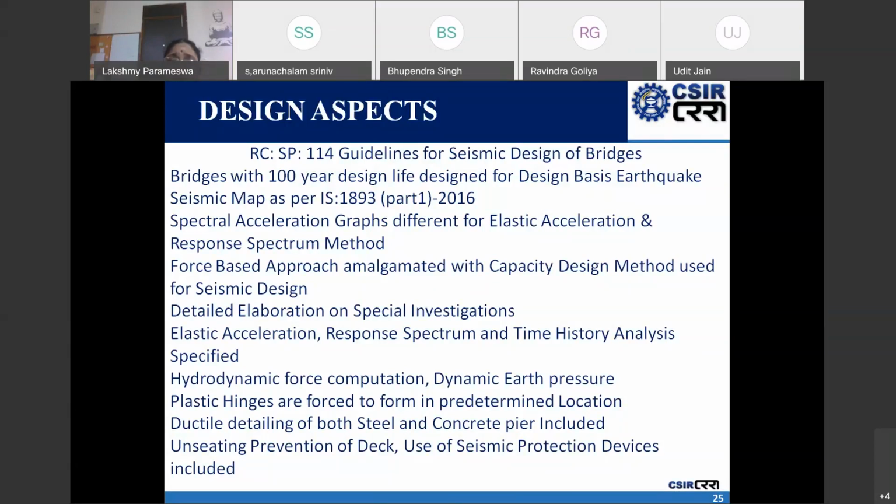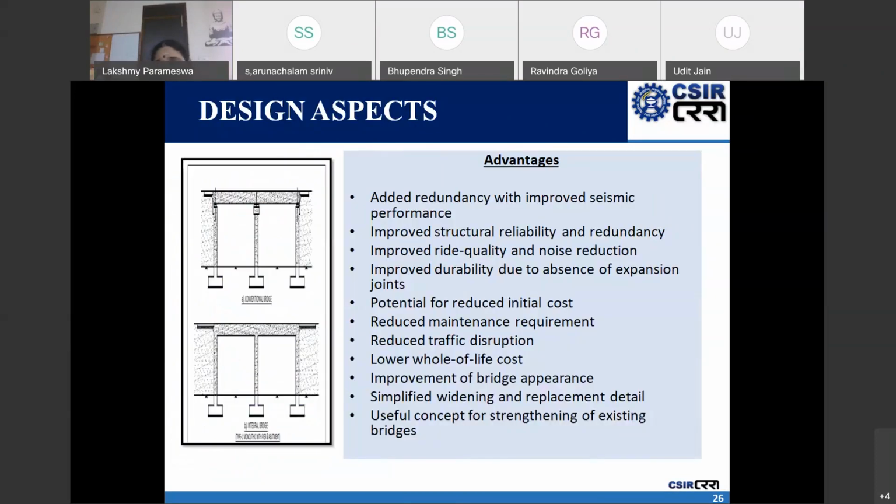Then what are the plastic hinge locations, where they are likely to form and how the detailing has to be done. And it is not only for the concrete structure, but also for the steel structure, this has been addressed. The important aspect for the seismic design is that we have to prevent the unseating of the deck. So for that, there are some restrainers or certain reaction blocks which can be provided. All these details are included in this IRC 114.